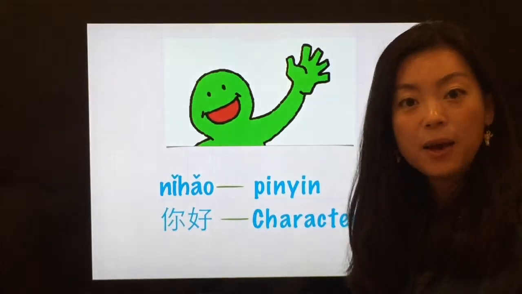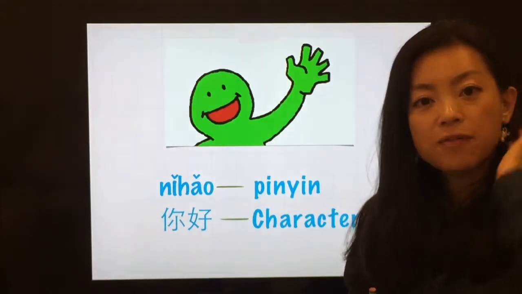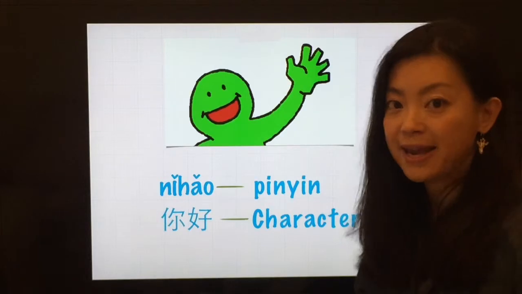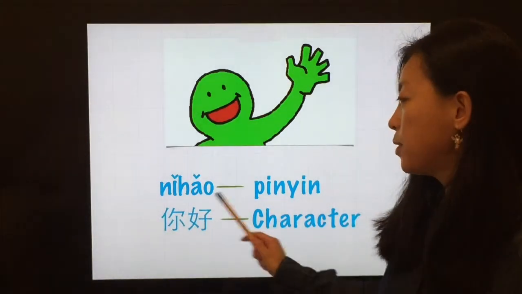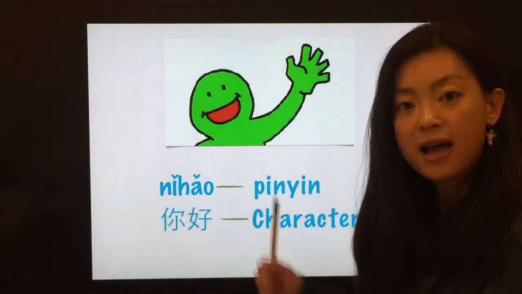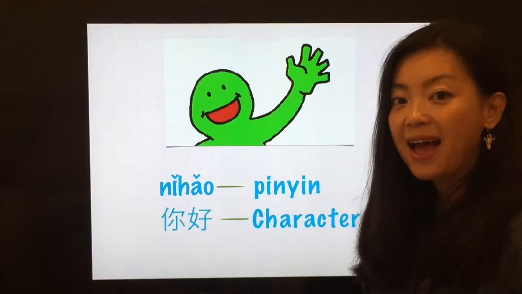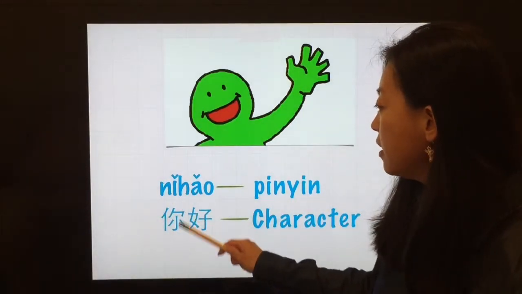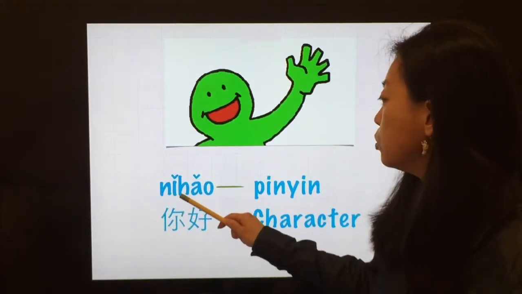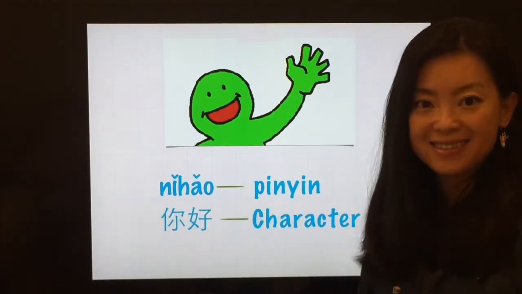And why do we have pinyin and characters? Because from a Chinese character, you cannot tell how to read it. You cannot find out the pronunciation from the character. So pinyin here is telling you how to pronounce this character. And each character has one syllable. So this is 2 syllables for 2 characters.